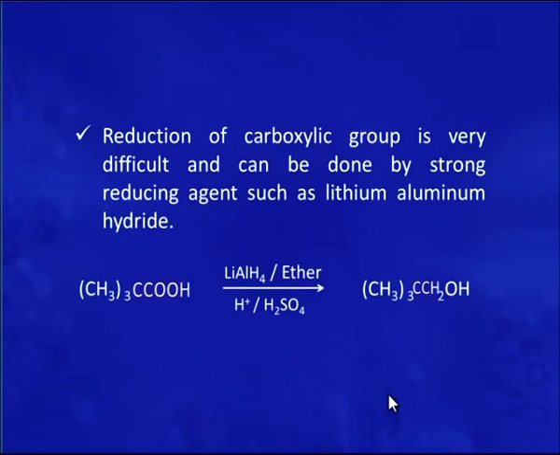Here, this is an example of reduction of a carboxylic group. Reduction of a carboxylic group is very difficult and can only be done by strong reducing agents such as lithium aluminum hydride. A carboxylic group upon reduction followed by hydrolysis forms a primary alcohol.